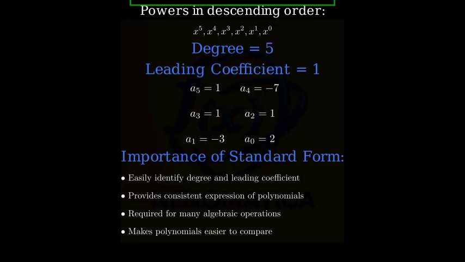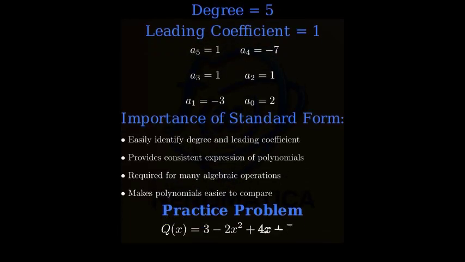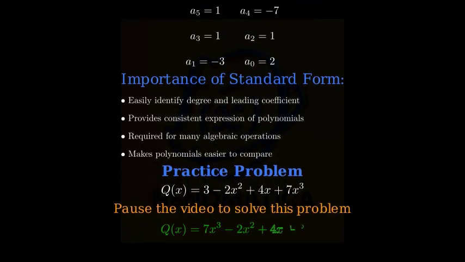Now, let's try a practice problem. Convert this polynomial to standard form. Q of x equals 3 minus 2x squared plus 4x plus 7x cubed. Take a moment to work on this problem. Pause the video if you need more time. The solution is Q of x equals 7x cubed minus 2x squared plus 4x plus 3.